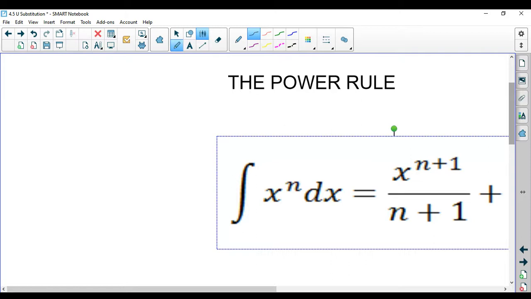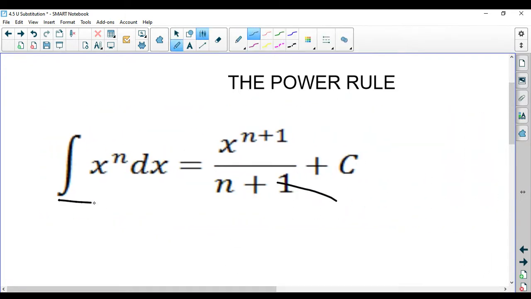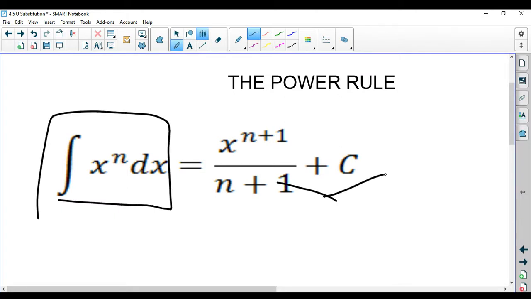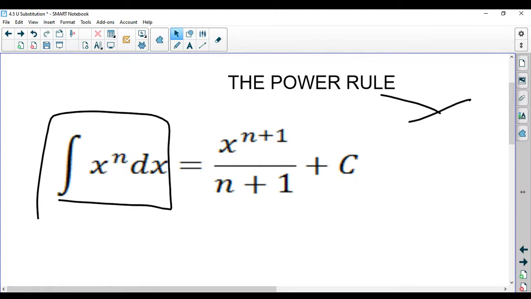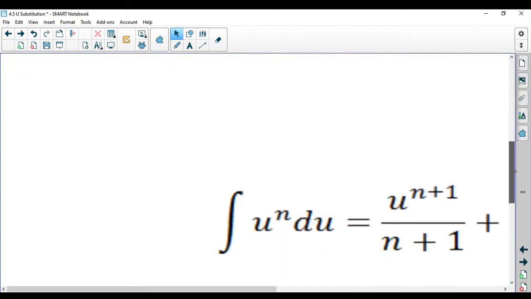So if you can't get a function to look like this, you're not going to be able to integrate it. But there's a lot of functions that don't look like that. So what are we going to do for those types of functions? Well, integration by substitution is one way to handle that. Before we go into that, let's just look at a few functions to see why this is so important.